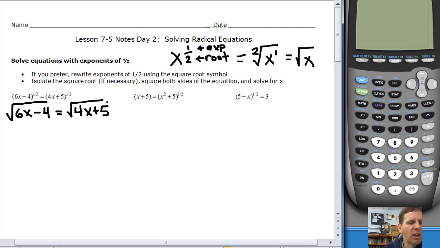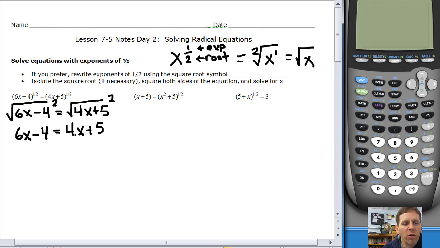Well, we have a square root on the left and a square root on the right. We're just going to square both sides of the equation, and whatever you do to one side, you have to do to the other. A squared side should cancel a square root, so this problem merely becomes 6x minus 4 equals 4x plus 5. Looked tricky at first, but now it's just a simple algebra equation. I think you know how to solve this.